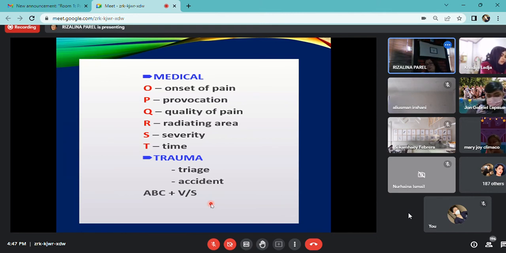Okay? So, for the trauma naman, we are also applying the OPQRST, but most importantly, the ABC plus the vital signs. So this is due to accident, yung mga cause ng accident. Okay, so triage is the prioritization of the patient. Pag sa hospital, ang triage mo is kung sino yung nasa ICU, siya yung priority mo. Kung may kasabay yung patient from the ward and ER, so yung ER na patient ang uunahin mo dahil siya yung priority mo or triage mo.